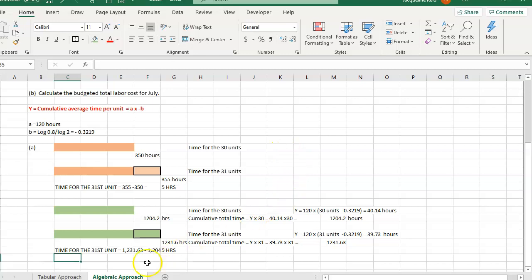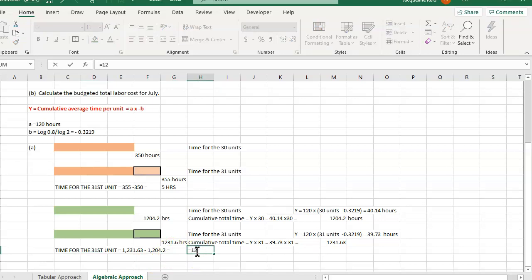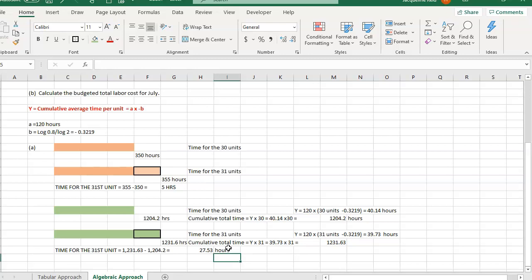And so 1231.63 minus 1204.2 comes to 27.53 hours. So notice the simplicity of the calculation, but it's knowing how to apply it. It's knowing how to apply it in the calculation.